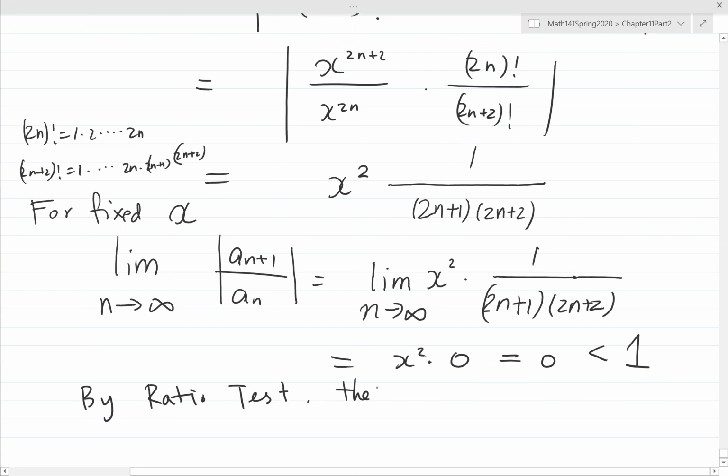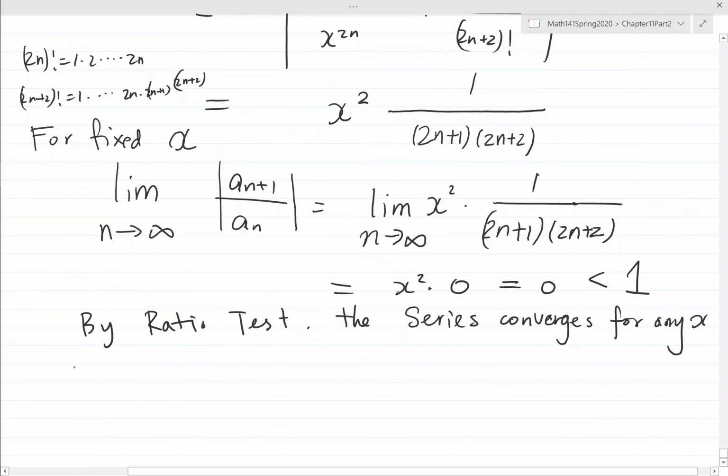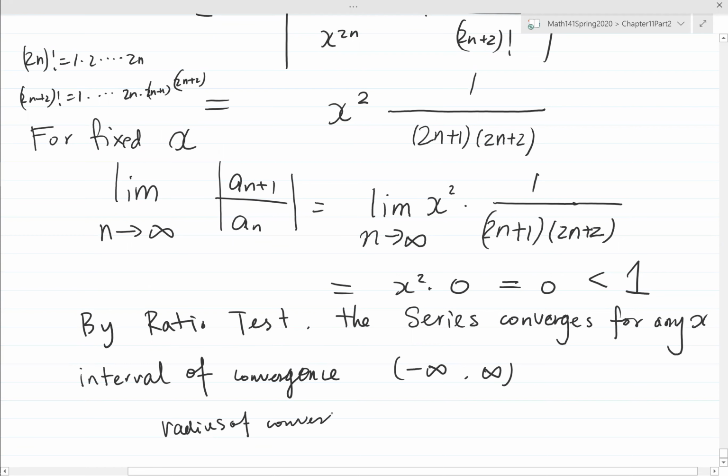So by the ratio test, the series converges for any fixed x. It has nothing to do with the x value. It converges for any x, i.e., the interval of convergence is now easy: in this case, it's negative infinity to infinity. The radius of convergence is actually infinity.